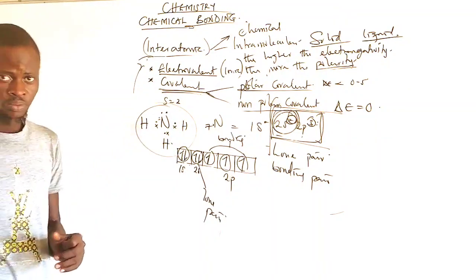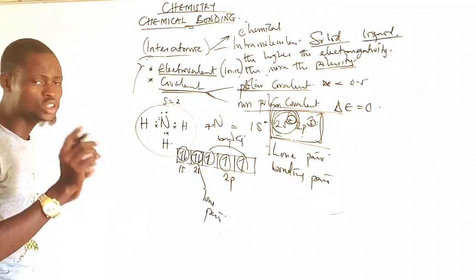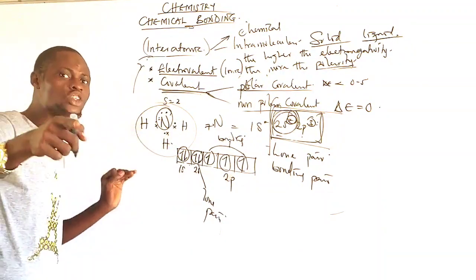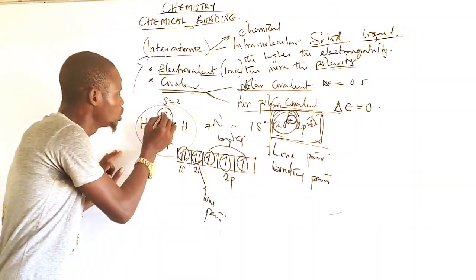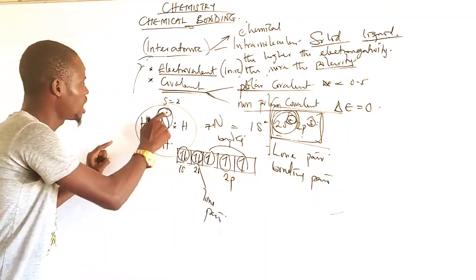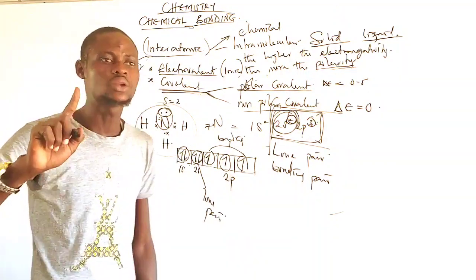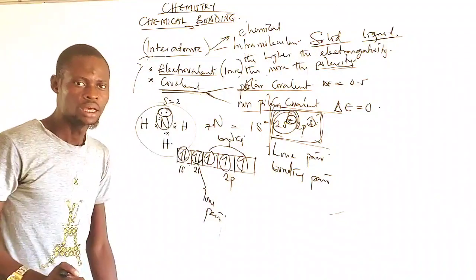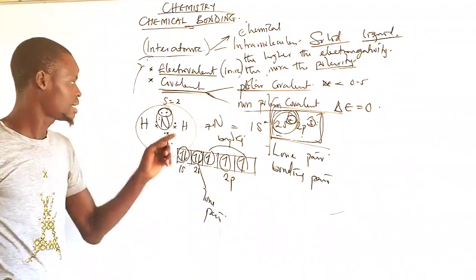Now, if I ask you, what is the center atom here? The center atom here is nitrogen. Nitrogen is the center atom, and the center atom is the atom carrying the lone pair. Now, how many lone pairs do we have in nitrogen? One lone pair. Nitrogen only contains one lone pair of electrons and 3 bonding pairs. I think I'm good with this.